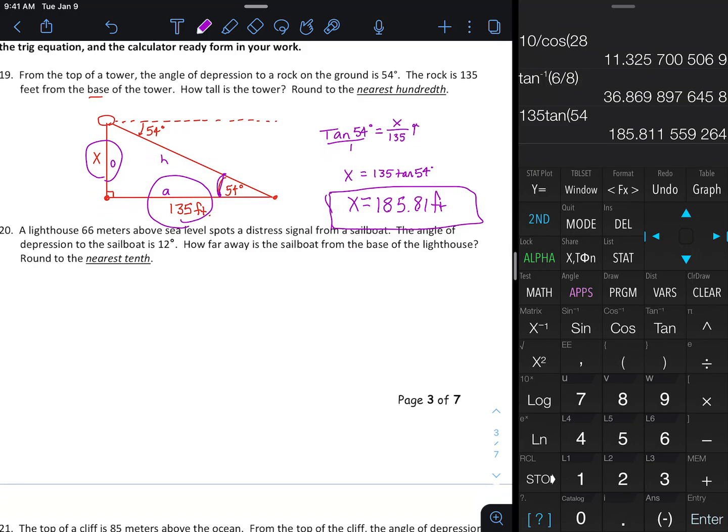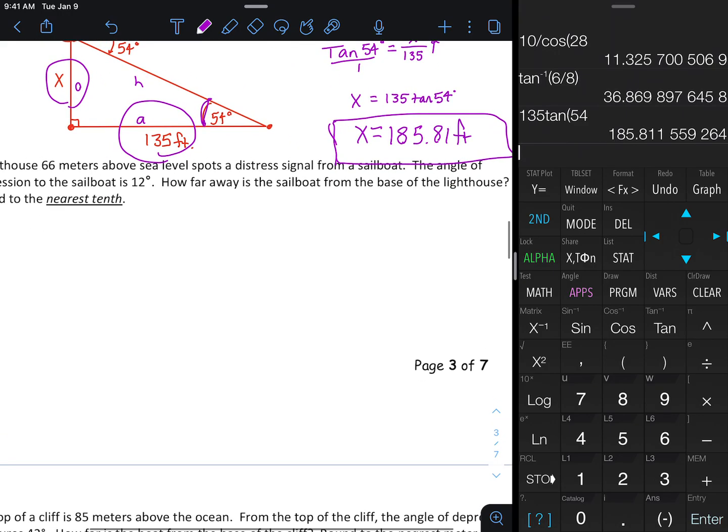You got a lighthouse 66 meters above the sea level that spots a distress signal from a sailboat. The angle of depression is 12 degrees. So it's pretty much the same picture here. I got some type of tower or lighthouse. I'm not really a good artist, but you can draw whatever you want here. Anyways, they spot a boat somewhere down here. Now they tell us the vertical distance is 66 meters.